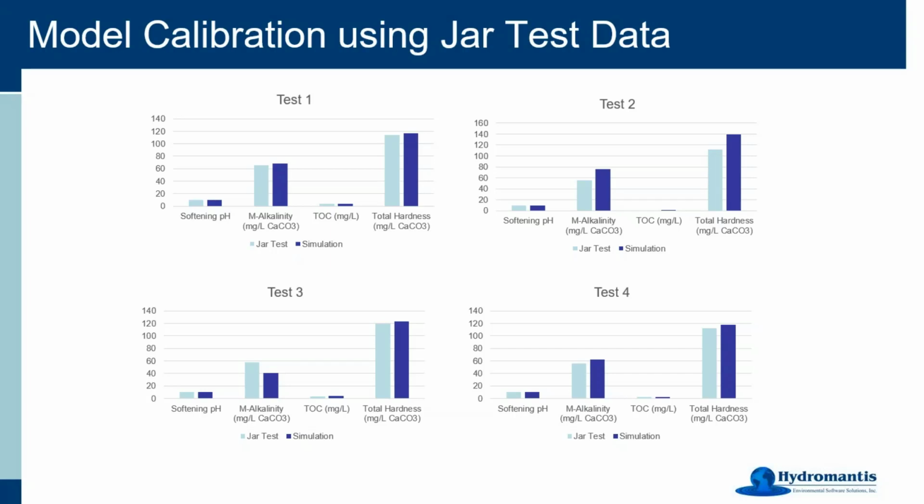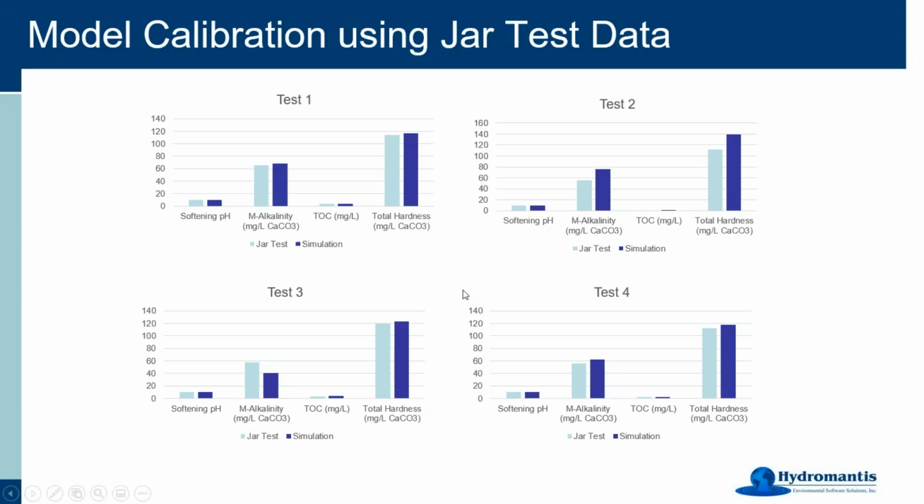So we compared the model outputs with some of the jar testing data that was available in some of the reports. And we compared that by setting up a simple model in GPS-X and then trying to model the pH, alkalinity, TOC, and hardness, which were some of the target criteria.